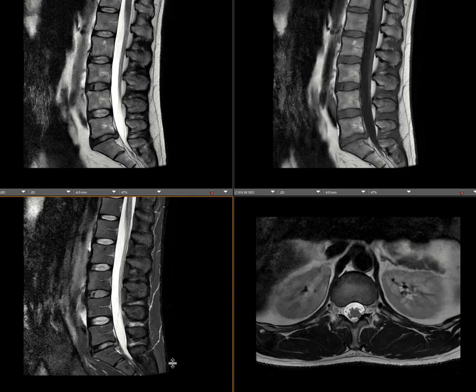So this is a common lumbar spine protocol as you see here. On top left, we have this sagittal T2 sequence. Here we have a sagittal T1 sequence. On bottom left, we have a STIR sequence, and then here is the axial T2. And we usually do the axial T1 as well. I will show it to you later, but we'll get back to that one.